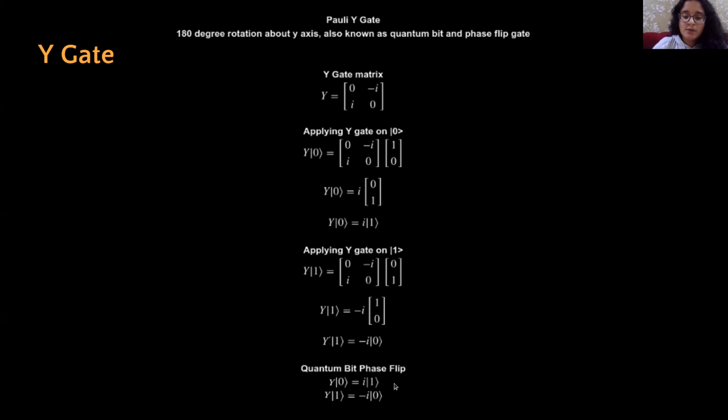But there is one more thing. We get these scalars multiplied to our state vectors, i and -i, and these are an effect of the phase flip that we're seeing over here. So basically, Y gate is a combination of both X and Z gate. Therefore, X gate was quantum bit flip and Z gate was quantum phase flip, and Y is a mix of both, quantum bit phase flip.